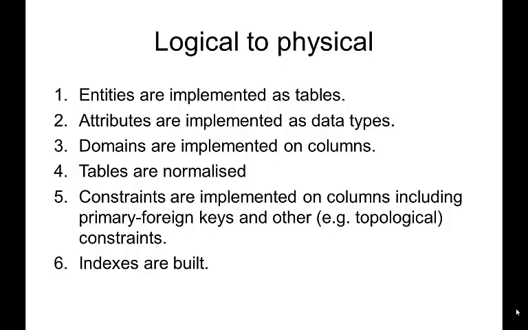Attributes have to be implemented as data types. Domains, sets of valid values within a column, are implemented on columns. Basically, domains are further constraints on data types, which are also defined on columns. We go through the process of normalizing the tables.